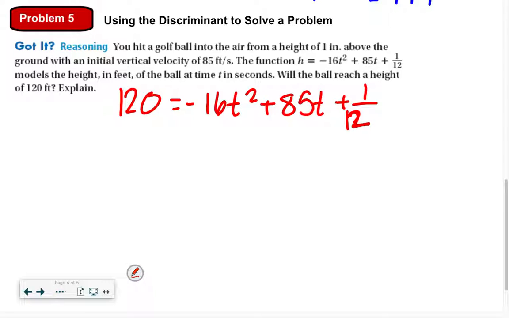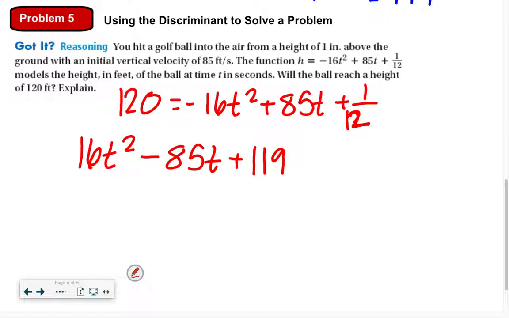What do I have to do? Move everything to one side, right? I like my t squared to be positive, so I'm going to move everything to the left. If you want to move everything to the right, go for it. So 16t squared minus 85t plus 119 and 11/12. Isn't that just a great number? You can put it in decimal. If you moved it to the right, it'd be negative.